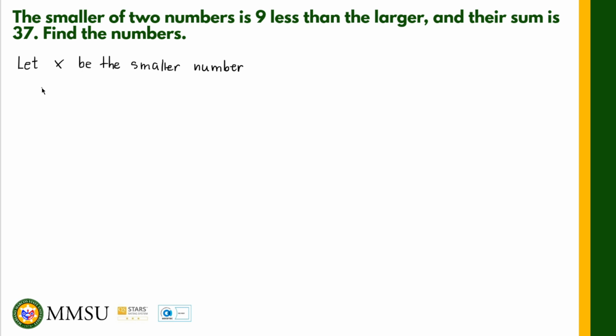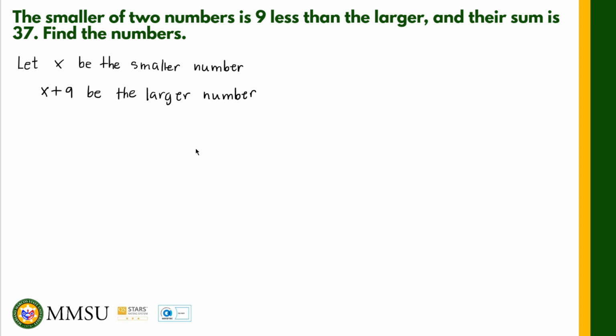Therefore, x plus 9 is the larger number. Another notation that we can use in this example is, if we use x for the larger number, then the smaller number is x minus 9. But since x is our smaller number, x plus 9 is the larger number.